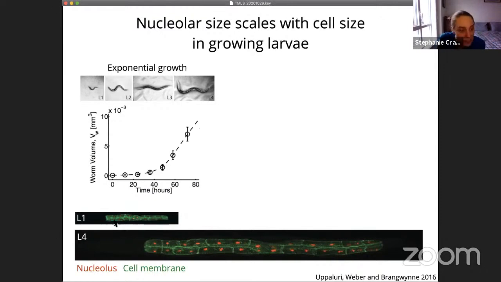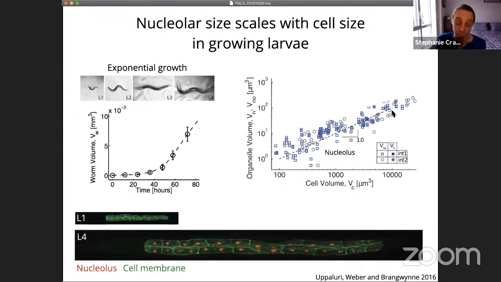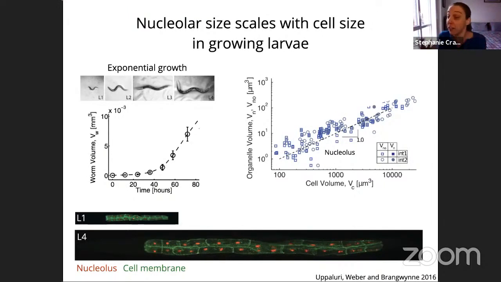And what you can hopefully see is that the size of the nucleoli increases with the size of the cell. We can quantify this over multiple size scales, and we get a robust linear scaling between nucleolar volume and cell volume. Because the worms are growing and the cells are growing, in order to maintain this scaling, the cell would have to produce an exponentially greater amount of material to maintain this relationship.